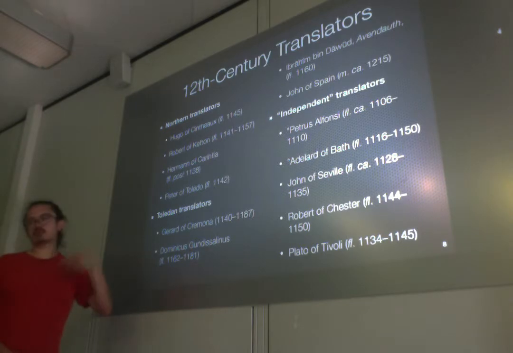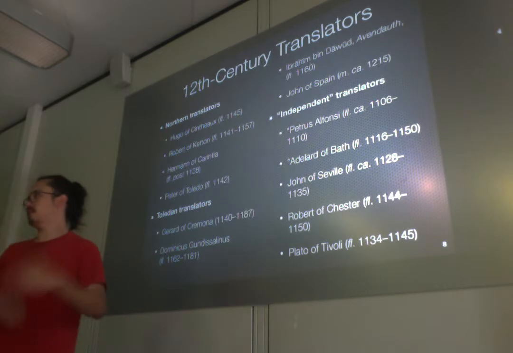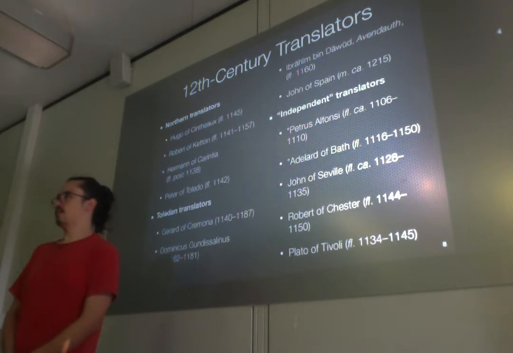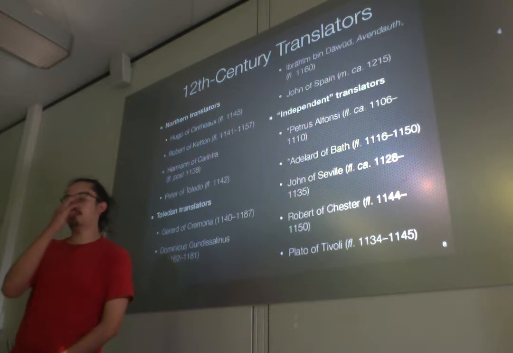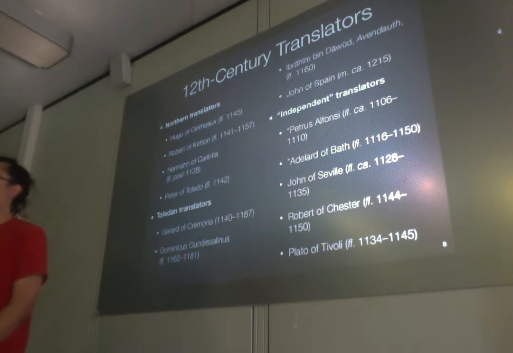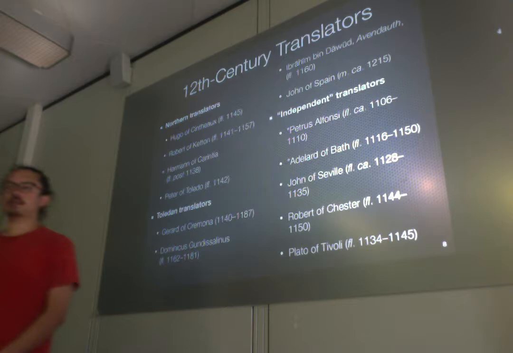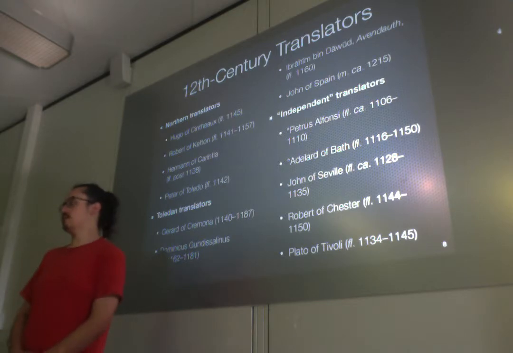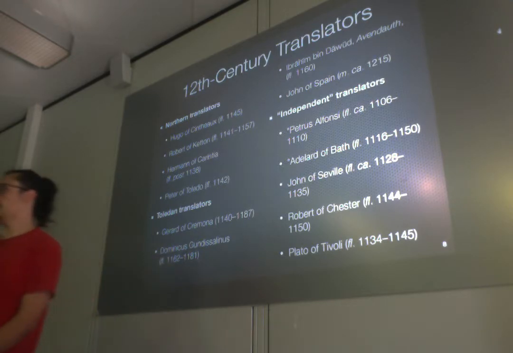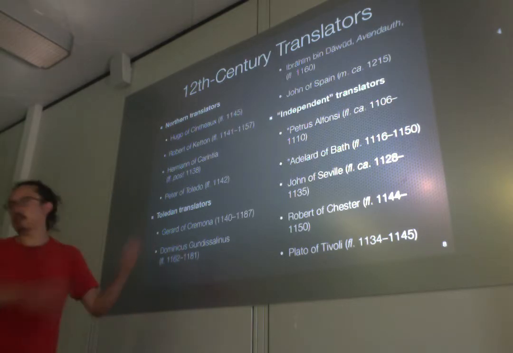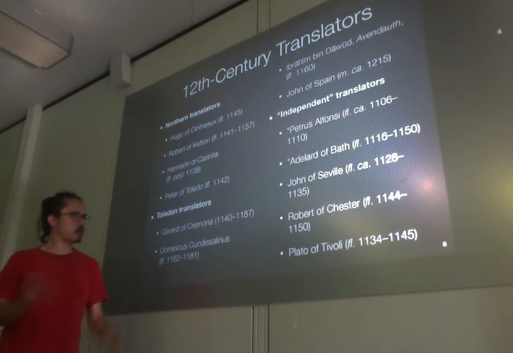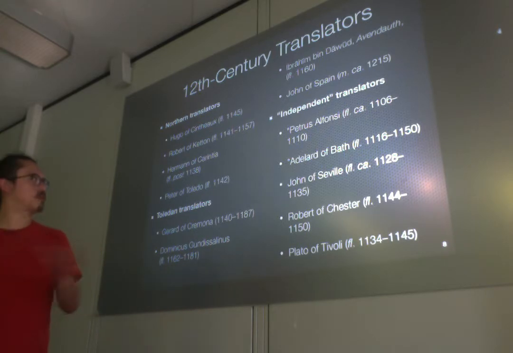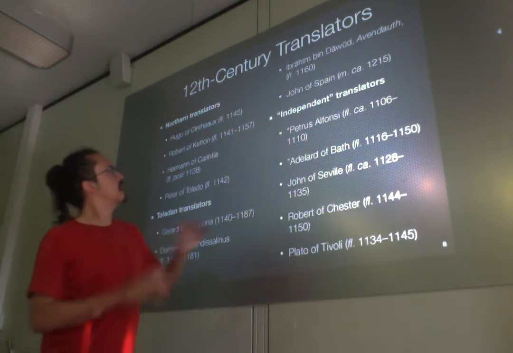And Dominicus Gundisalinus was probably the foremost translator of philosophical works. Mostly he translated very long parts of the Kitab al-Shifa by Ibn Sina, and we can find many of them here in the library. So we will see some bits of every translator's work.